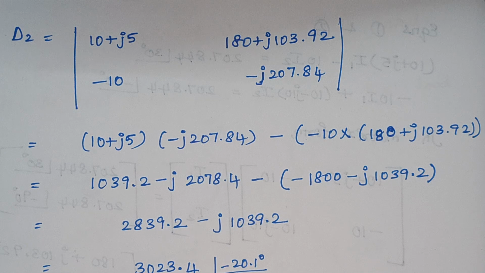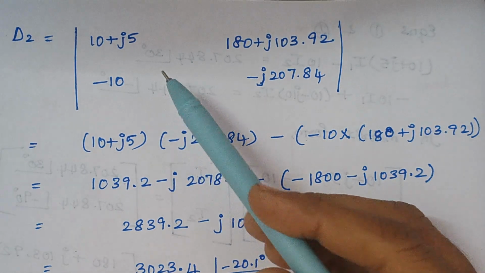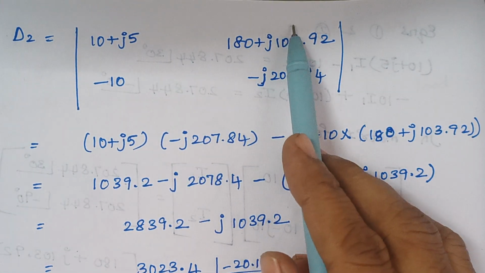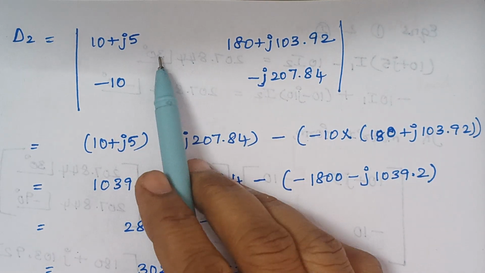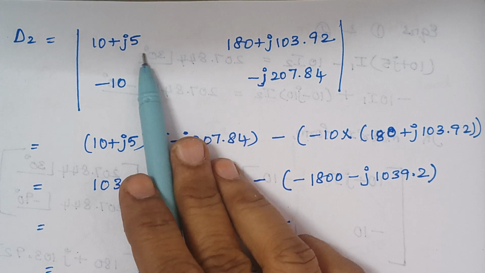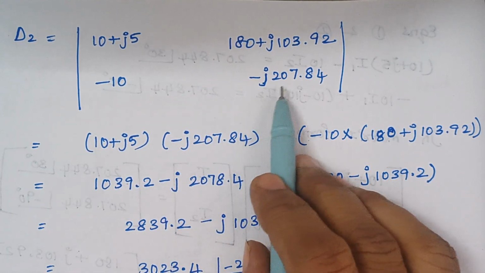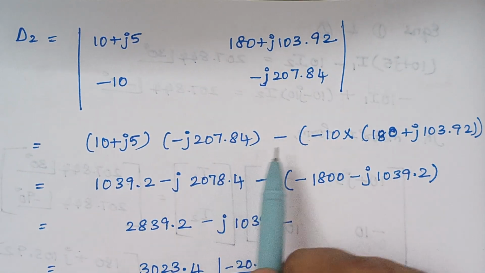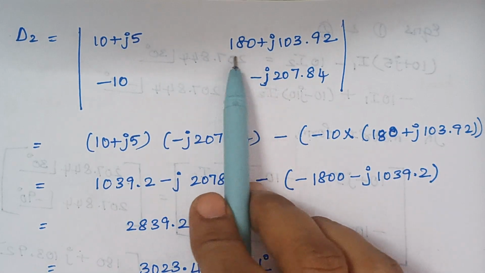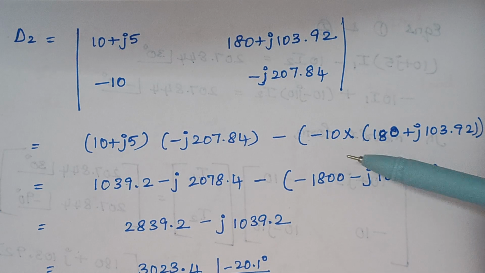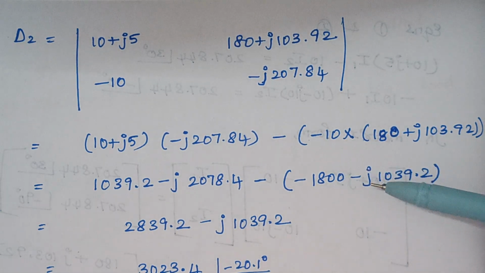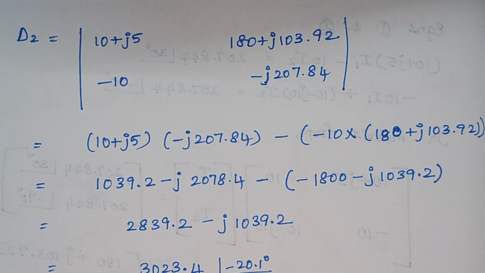So now it is del 2. So here this is your del 2, right? The second column is replaced by the respective source values. So again we have to multiply. So 10 plus J5 into minus J 207.84 minus of minus 10 into 180 plus J 103.92, right? So just multiply. After multiplying and combining real and imaginary terms, right?